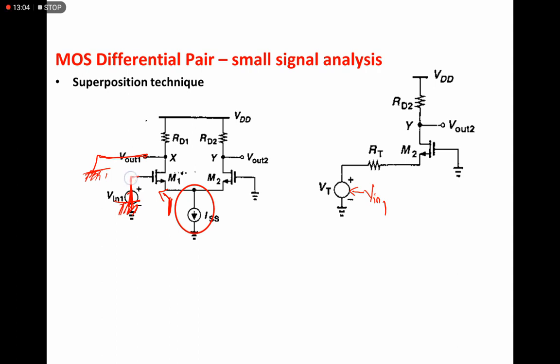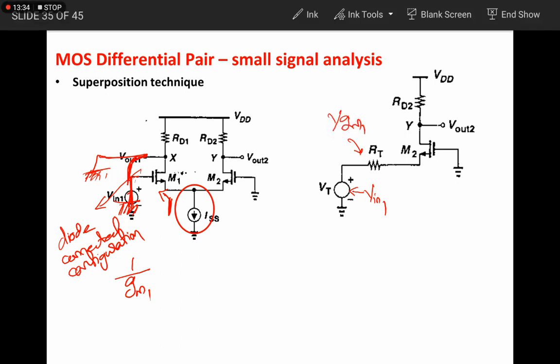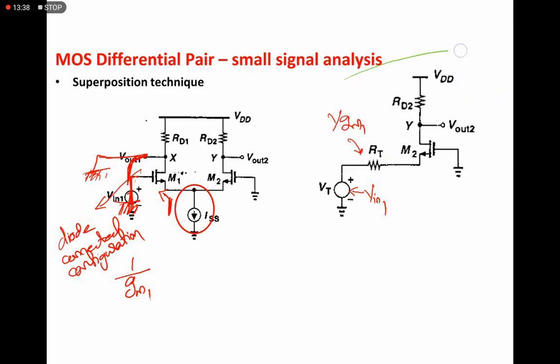So these two terminals are shorted together, and this one also acts as a diode connected configuration. For a diode connected configuration, the effective impedance of that circuit becomes 1 by GM1. So the value of RT is nothing but 1 by GM1. If we evaluate this entire circuit, the gate terminal is grounded, input is given at the source, and output is taken from the drain. So it is a common gate amplifier.